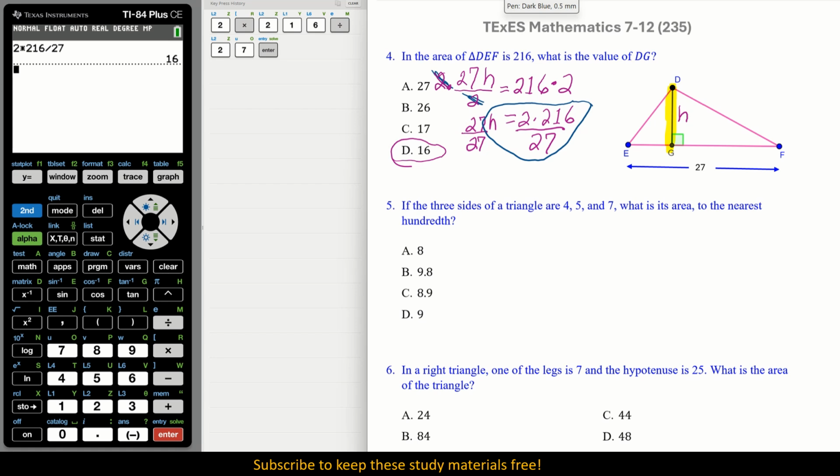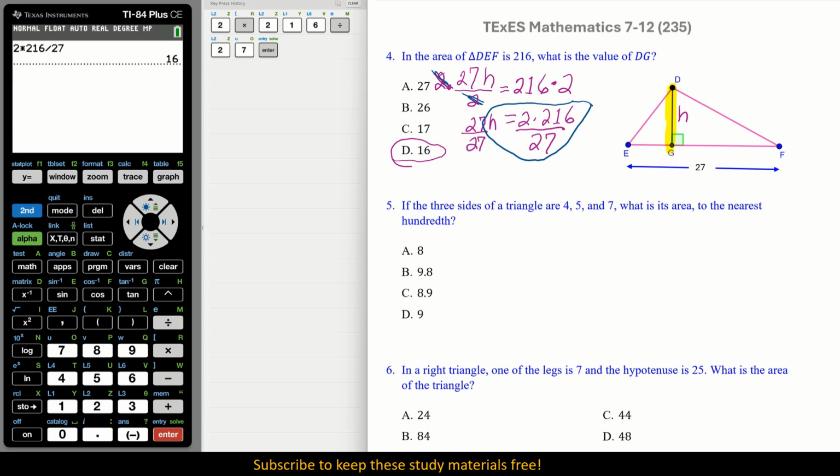All right, number 5. If the 3 sides of a triangle are 4, 5, and 7, what is the area to the nearest hundredth? Here's the thing. We don't need a picture for that. We have 3 sides, so that's side, side, side. The best formula that we could use would be Heron's, because we don't have an angle. It'd be different if we had an angle, but the only thing we can do is use Heron's.